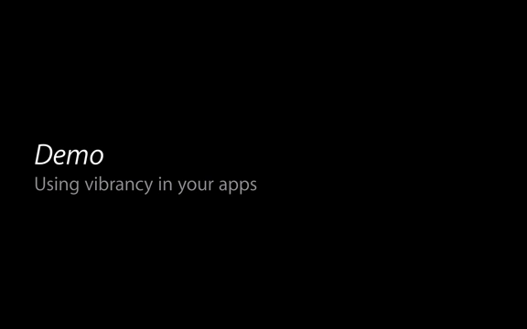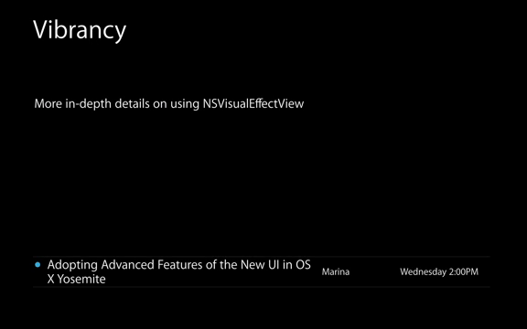Okay, and that was a very cursory demonstration. For a lot more details about all the ins and outs of visual effect views and some of the more advanced techniques of using them to build UI similar to some of the things that we have in our system, please go to the in-depth talk tomorrow, Adopting Advanced Features of the New UI in OS X Yosemite. Okay, so let's move on to fonts, colors, and artwork. These are the elements that are typically the things that you as an app developer might make some specific design choices and provide material for.